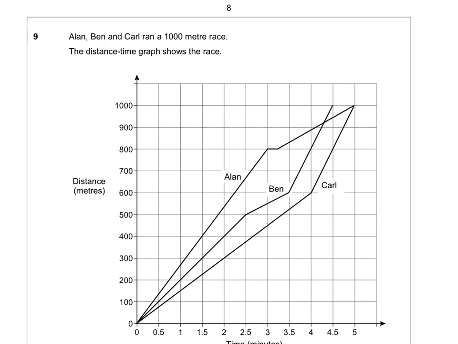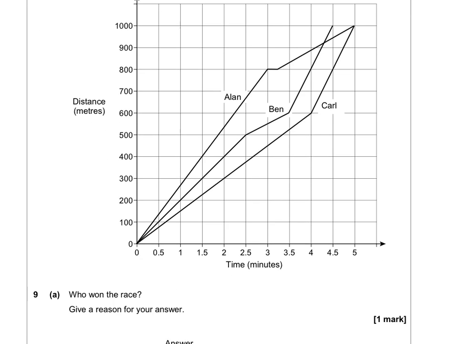Question 9. Alan, Ben and Carl ran a 1,000 metre race. The distance time graph shows the race. Who won the race? Give a reason for your answer.